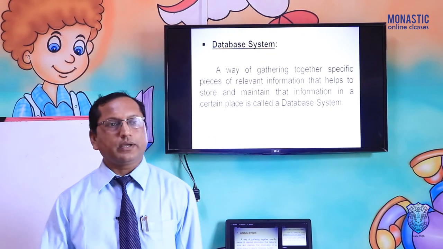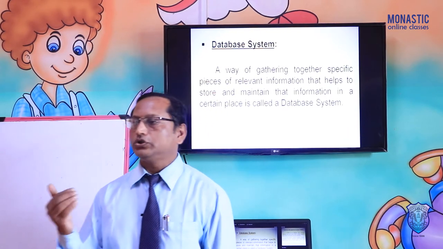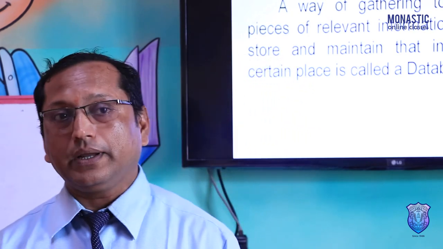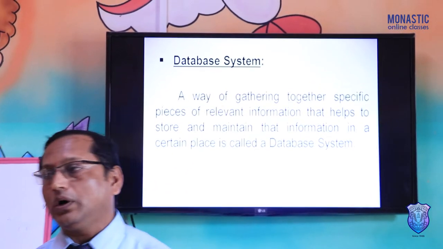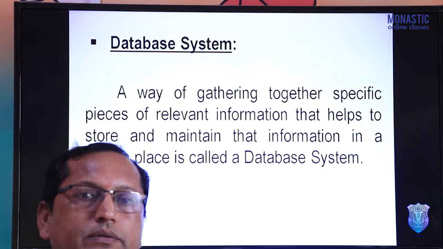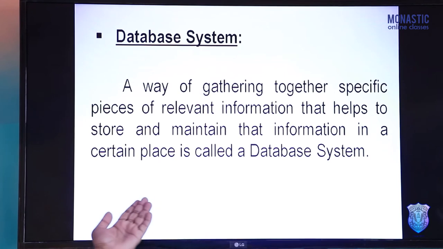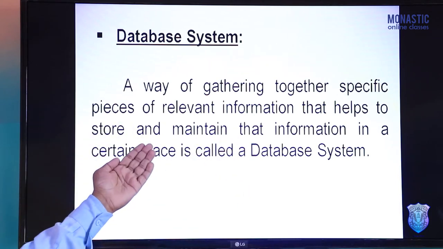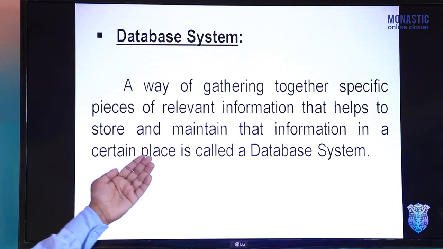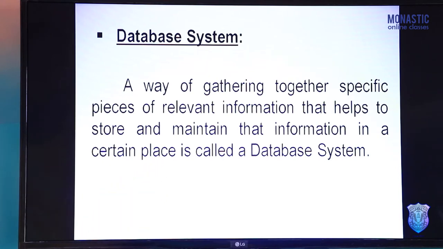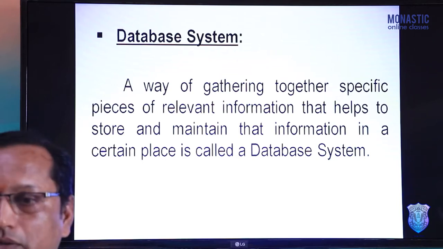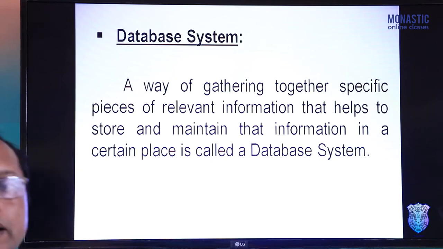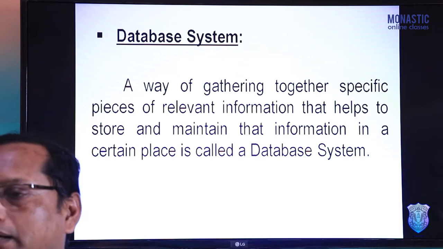The database is an organized collection of data that is used for multiple purposes. Where to organize it? It needs a central place, no? So the central place where we will work on the database is called the database system. A way of gathering together specific pieces of relevant information that helps to store and maintain that information in a certain place is called the database system.